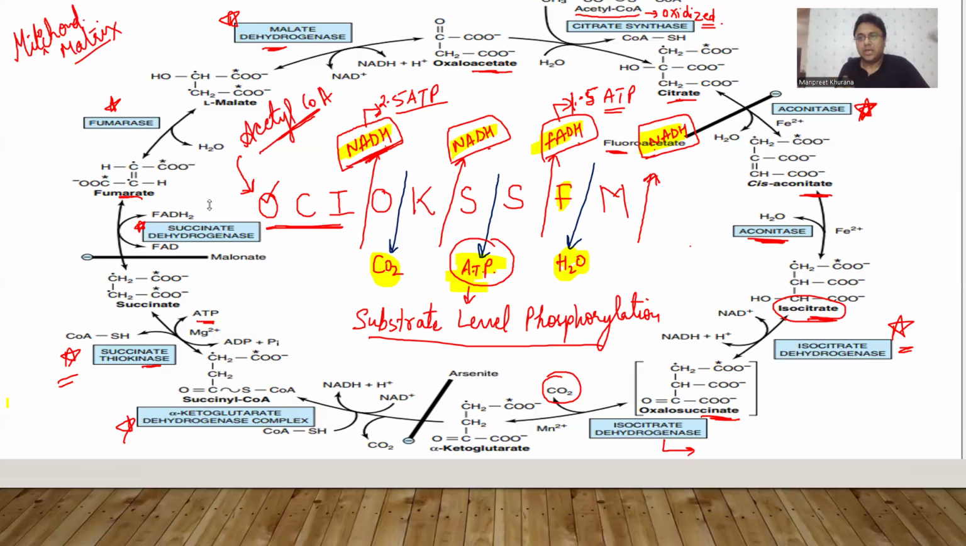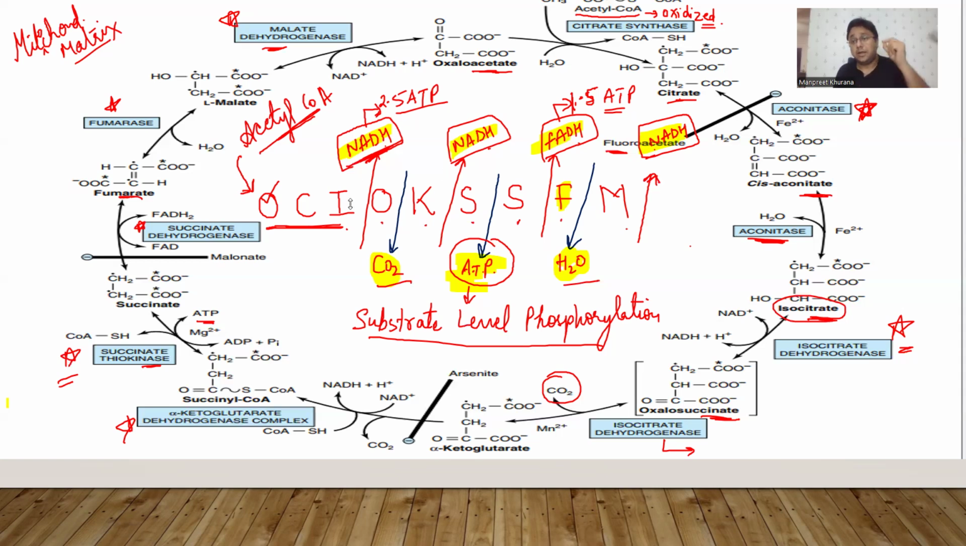It's OCI OKSSFM. O stands for oxaloacetate, C for citrate, I for isocitrate, O for oxalosuccinate, K for alpha-ketoglutarate, succinyl coenzyme A, succinate, fumarate, and malate. After OCI, alternately NADH or FADH is formed. Where will FADH be formed? Where F comes, that is fumarate. So FADH, NADH, NADH, NADH. Okay. Now, in between these alternate NADH, there is formation of CO2 on the left side, H2O on the right side, and in between, ATP. Whenever there is NADH, the name of the enzyme is dehydrogenase. Whenever there is ATP, the name of the enzyme is kinase.